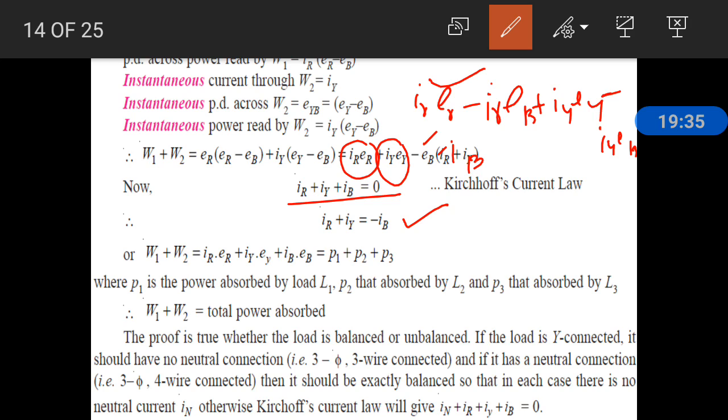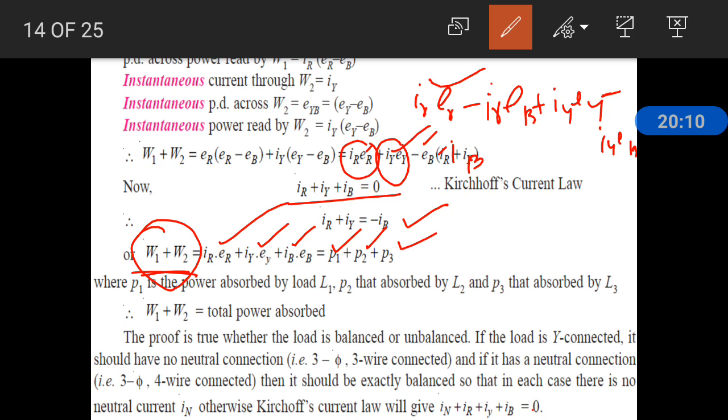So the total equation W1 plus W2 now becomes IR ER plus IY EY, and the last part is minus EB into minus IB, that is IB into EB. So that is the power in the first phase, power in the second phase, power in the third phase. So adding the readings of W1 and W2, we get the total power in the system.